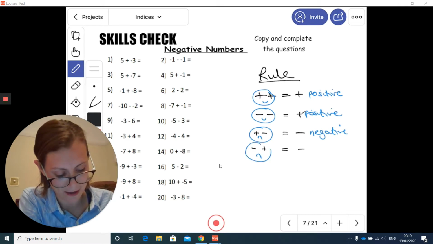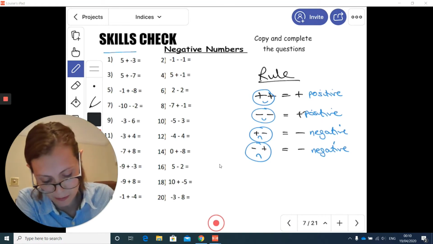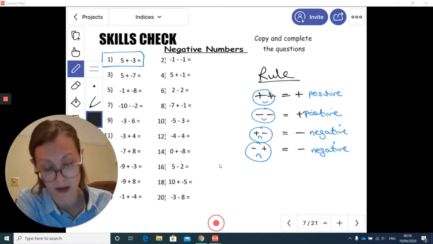Okay, same again here, eyes don't match, negative. So there's your rule for remembering it. Let's have a look at one example, or a couple of examples. Let's get question number 1 to start with.